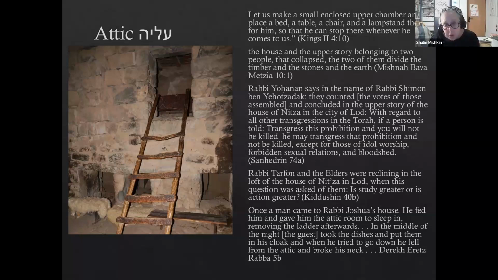Okay. What else would you use this for? You'd use it again for a private place. There's not a lot of privacy in the ancient world. This is a private place.